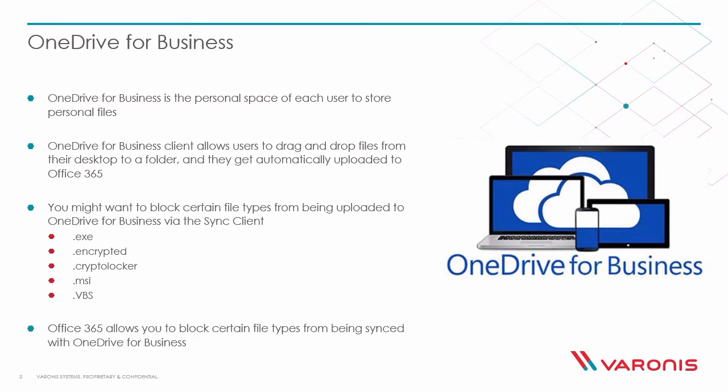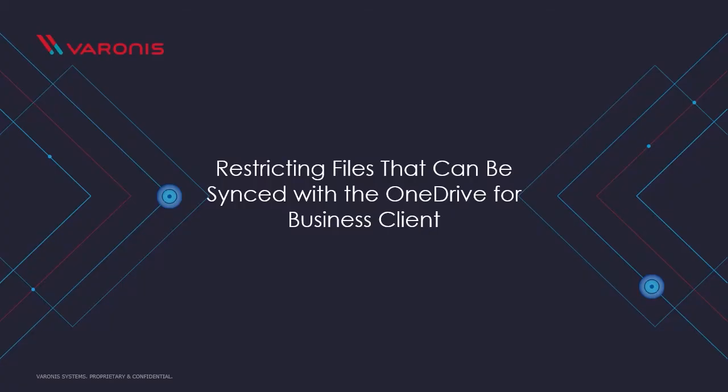So with Office 365, you can block certain file types from being synced with the OneDrive for Business client. So let's take a look at the PowerShell script to do it.